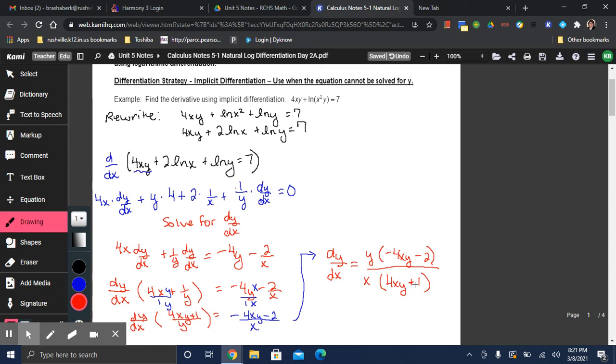And you can leave that as your final answer for dy dx, because if you did have to go any further, we would have to give you an ordered pair. So for example, if you needed to find the slope of a tangent line, you would need an ordered pair because you would need both an x and a y. So this is a good form to leave your final answer in. And this is implicit differentiation when you have a logarithm.